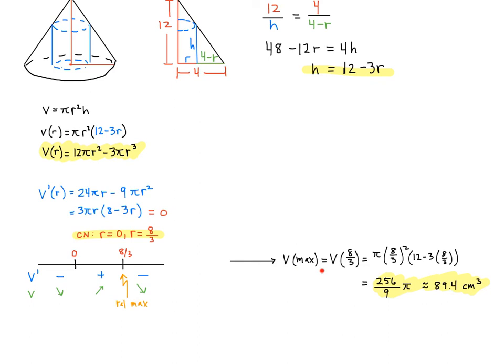So now we can maximize the volume by plugging our radius of 8/3 into the equation that we got prior to this, and we get our maximum volume of about 89.4 centimeters cubed. If you have questions, make sure you ask in class next time we see each other.